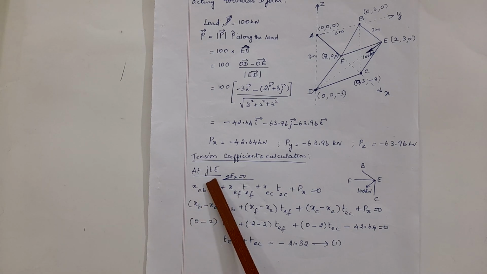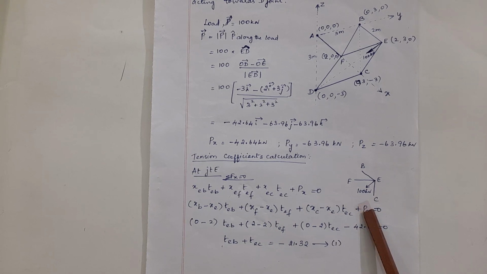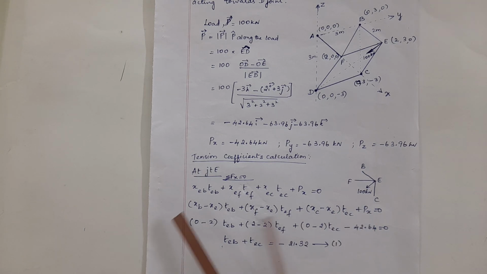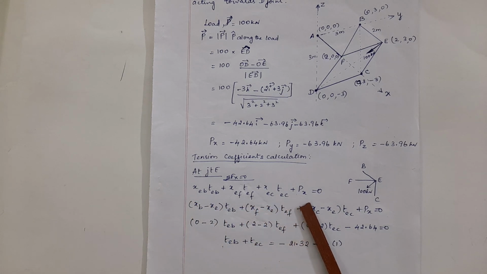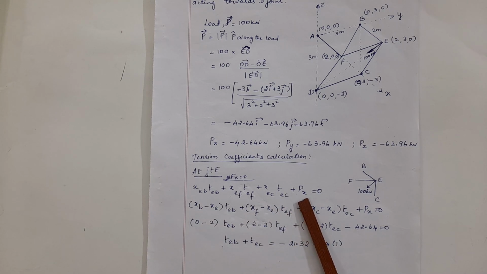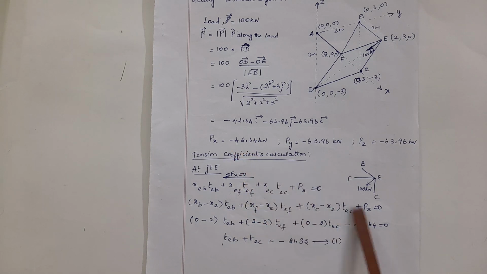Let me start from joint E. There are three unknown members. So I have made a note about the 100 kN. This has three components. When I take sigma Fx equal to 0, I should consider Px. When I take sigma Fy equal to 0, I should consider Py. And when I take sigma Fz equal to 0, I should consider Pz. The x coordinate of all the members meeting at the joint is considered with their tension coefficient, and I have a force Px. The value of Px is minus 42.64. That is taken, and the equation is formed.